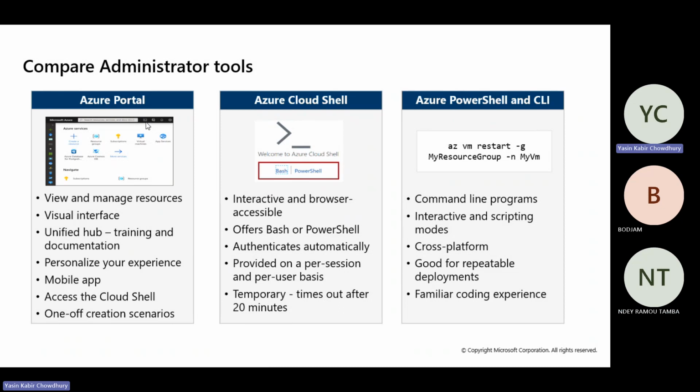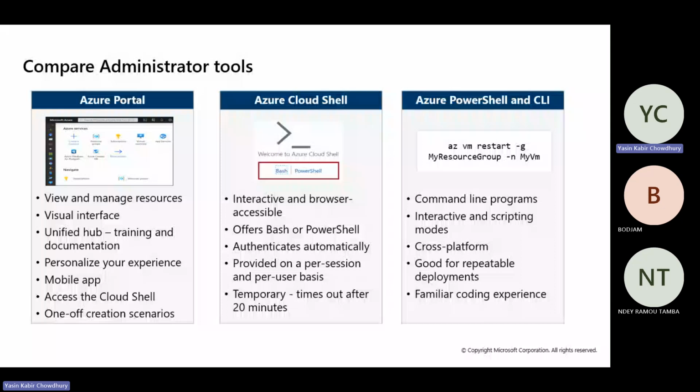In the portal, at the top of the screen, there is an icon, and that icon is called Cloud Shell. It authenticates automatically. If you want to open Cloud Shell, you don't need any username or password. It will open automatically, provided on a per session and per user basis. It means when you close it, your session will be closed, and all the history of what you were using will be gone. There will be no saved history.